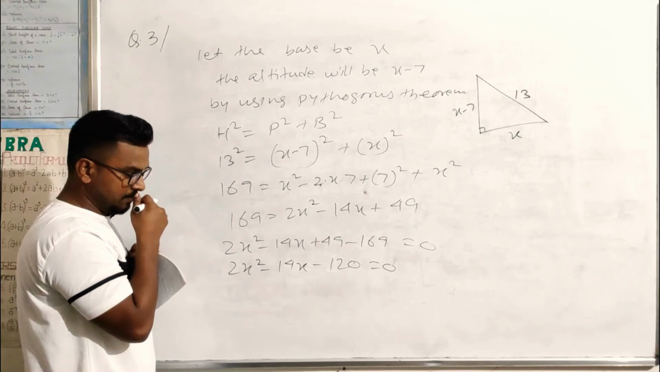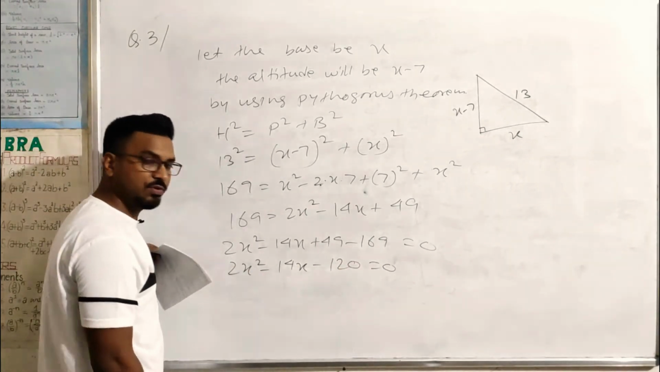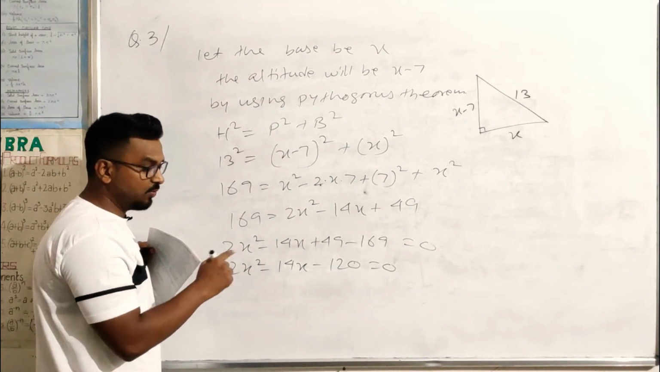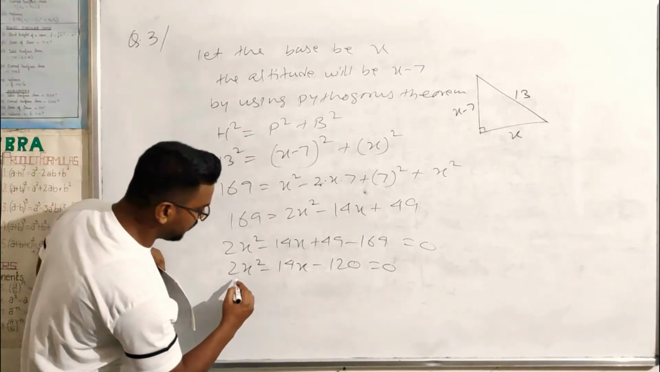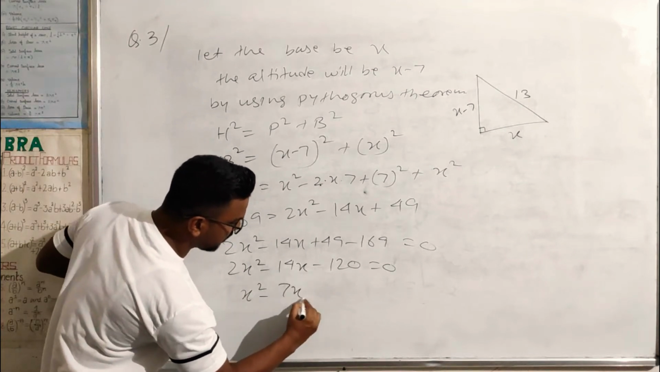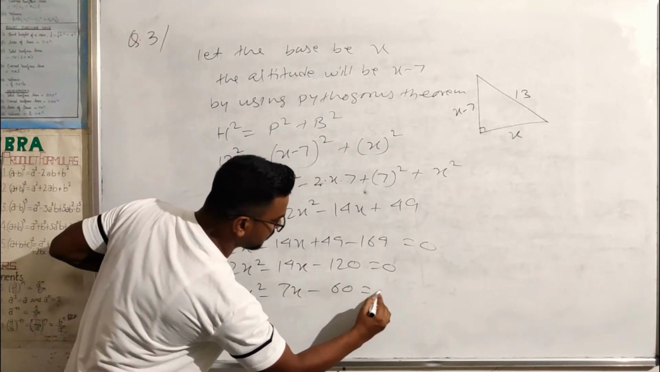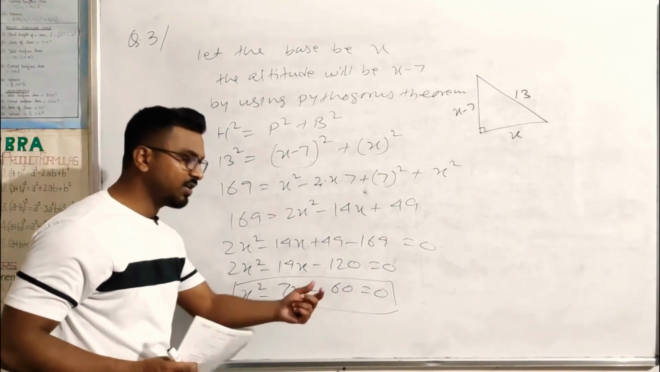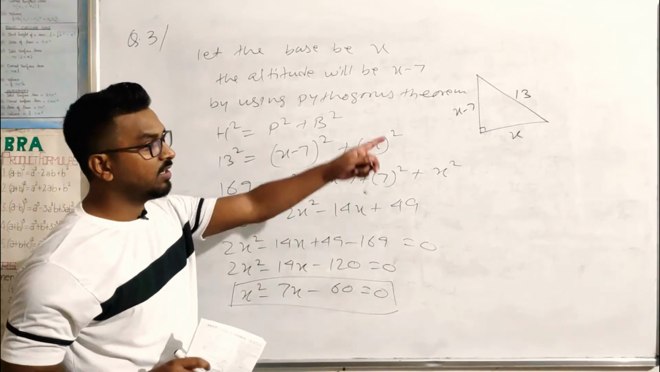Fine. Now see, this equation is divisible by 2, so we'll divide this equation by 2 so that it will become more simple. So if you divide by 2, it will become x square minus 7x minus 60 equals to 0. So this is the quadratic equation. So from this quadratic equation we'll try to find the base.